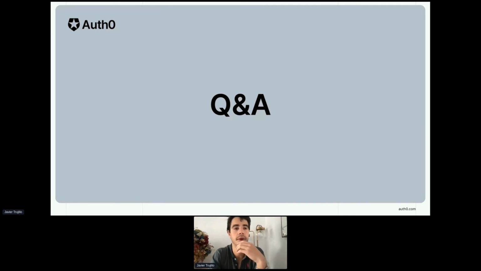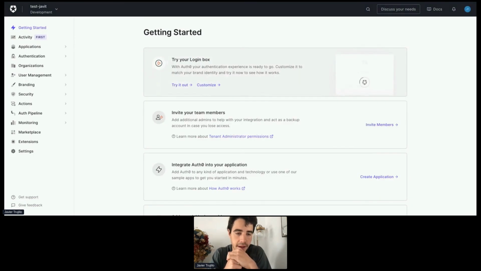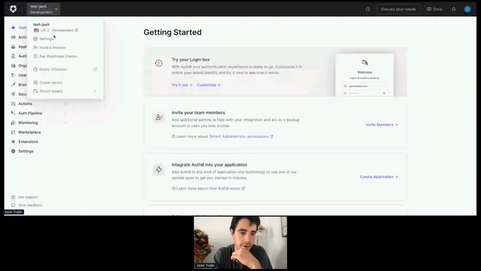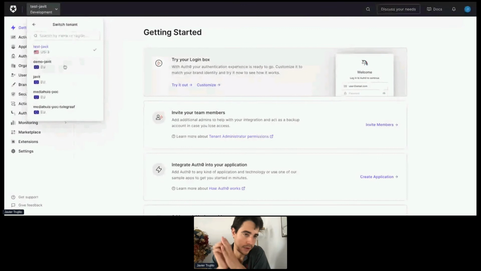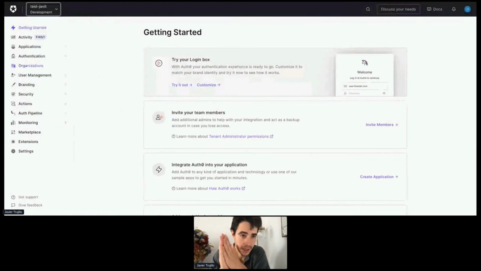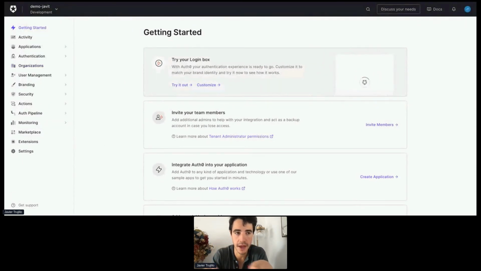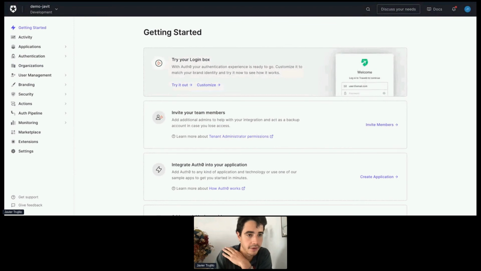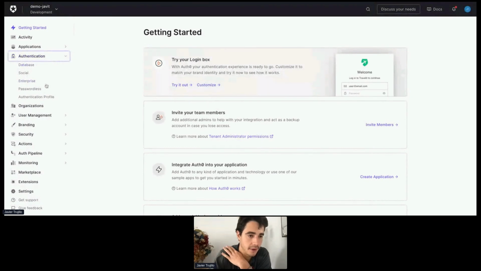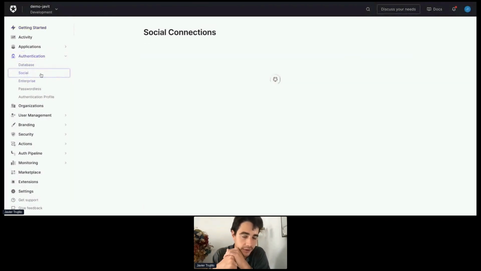So, okay, you're going to see my development environment right here. Let me switch to the demo environment that I have. What you see right here is the dashboard, by the way. This is where you can control your tenant and your configuration. Here, as I was saying before, you have different authentication methods. As you can see, these are the social connectors.